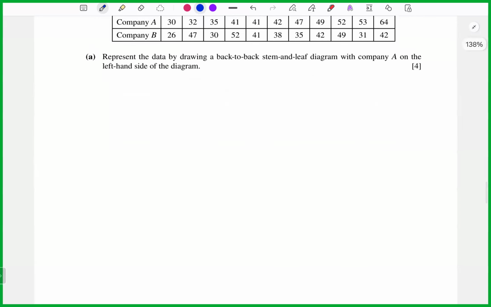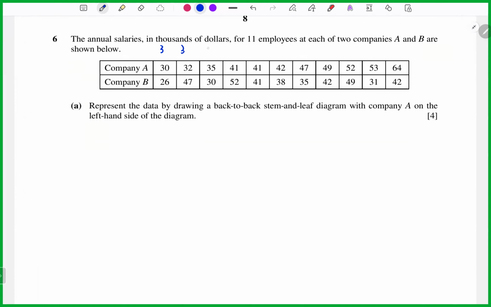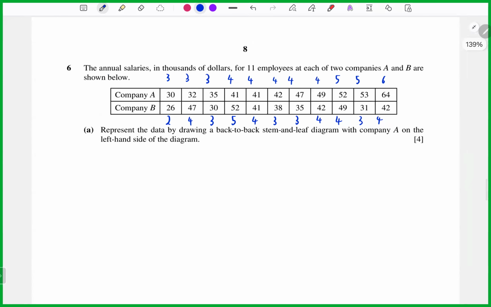So I can draw here. Let's see. For company A you have 33, 34, 44, 44, 45, 52, 53 and so on. For company B, we see the first number first: 24, 35, 43, 33, 44, 34. So company A, you see the stems 3, 4, 5, 6. For company B it is 2, 3, 4, 5.